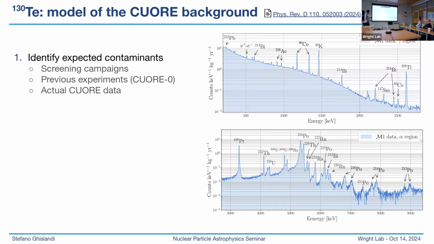And then you can actually look at the CUORE data. These are the CUORE data. This is the M1 data, so multiplicity 1 data, a single deposition in a single crystal. This is the gamma region, before the thallium peak, which is at 2.6 MeV, and that is the end of the natural gamma contaminations. There are many peaks here that have been identified, and many other peaks in the alpha region instead, these ones. And from here, you write down a list of contaminants that can be situated in different locations of the experiment.